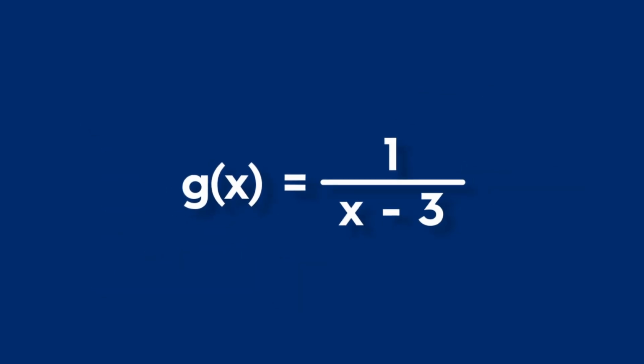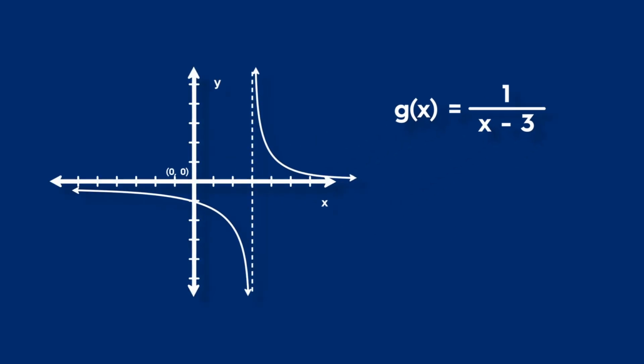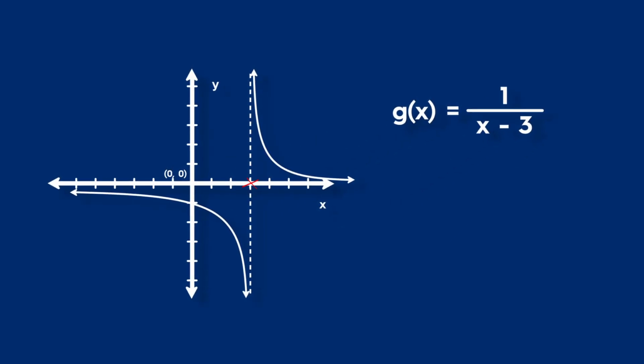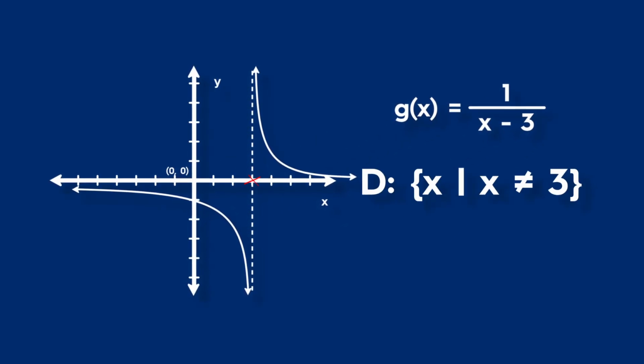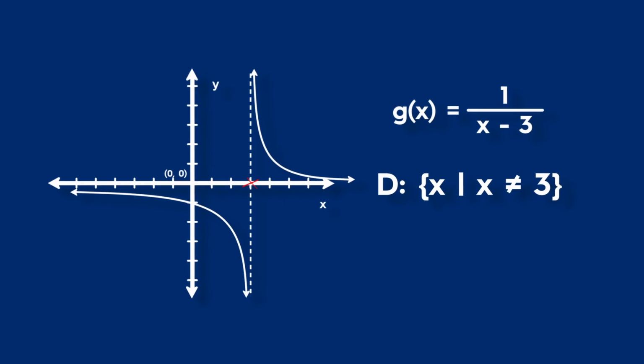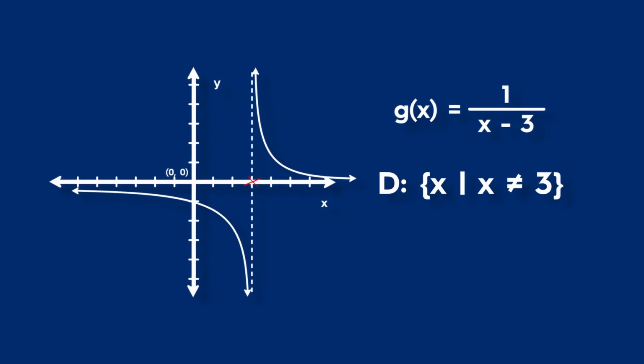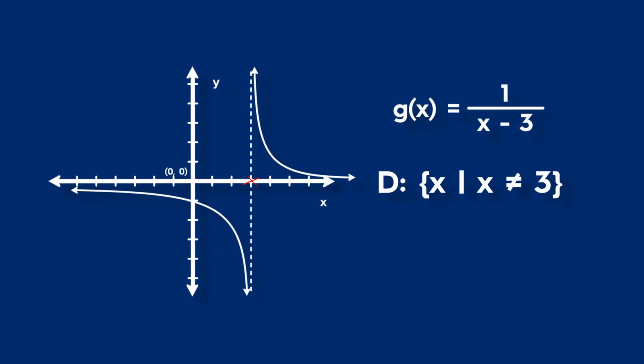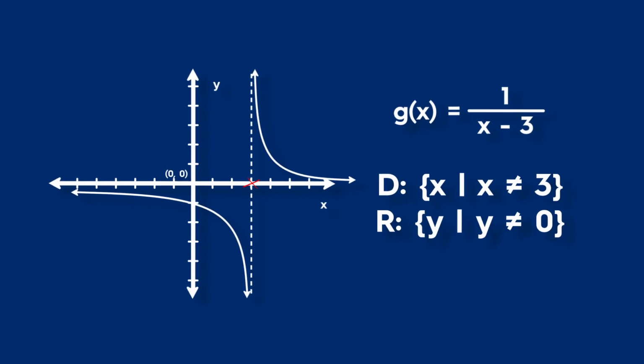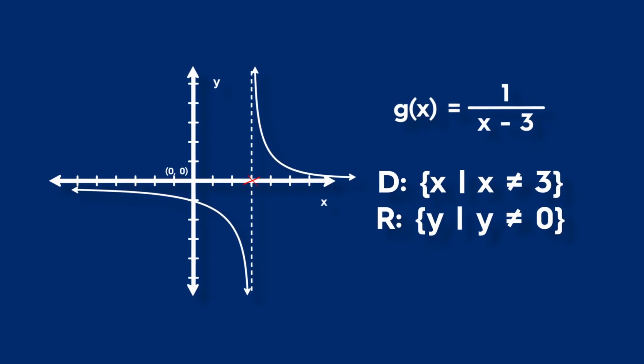Now consider g of x equals 1 over x minus 3. Because we can't divide by 0, x cannot equal 3. That means the domain is all real numbers except 3. For the outputs, notice that this function never equals 0. So the range is all real numbers except 0.